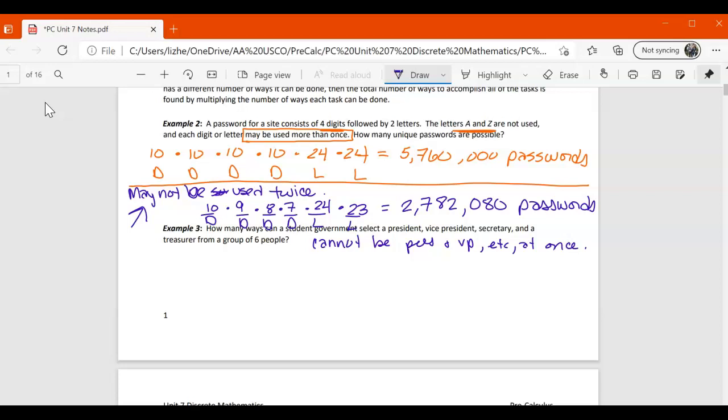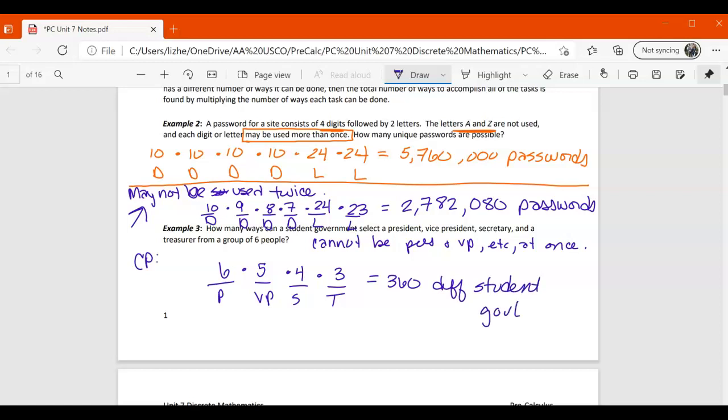So how would we set this up using the fundamental counting principle? Well, first let's do our president, and there's 6 options for president. Then let's do our vice president. And once we have one person as president, now there's only 5 people left, so that would be 5. And then what else do we have? Secretary, well, we've already used 2 people, so now we have 4 left. And then finally we have treasurer, and there's only 3 left. So you multiply 6 times 5 times 4 times 3, and you get 360 different student governments with only 6 people. Pretty amazing.